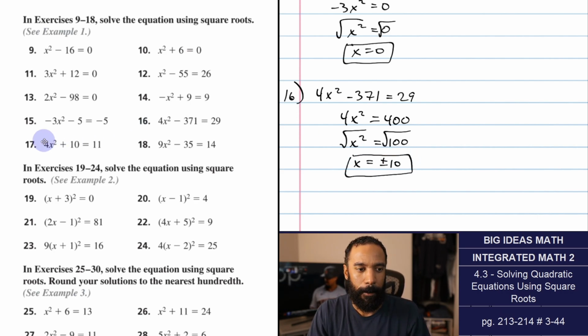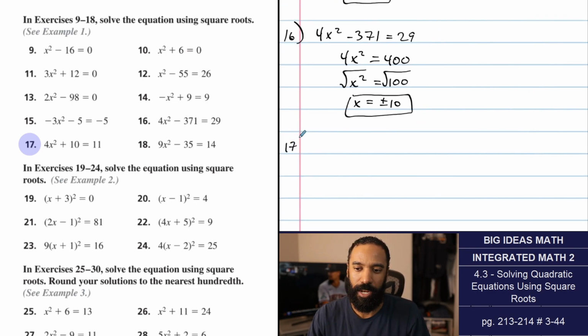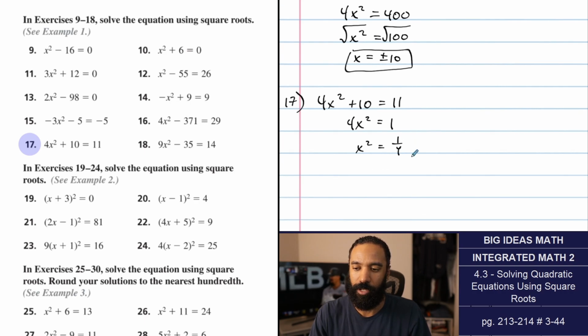Number 17. Oh, good. At least we have this example here. Yeah, this is one of the times where it actually might be forgotten. But 4x squared plus 10 equals 11. We will subtract 10 from both sides and get 4x squared equals 1. Divide both sides by 4, we get x squared equals 1/4.